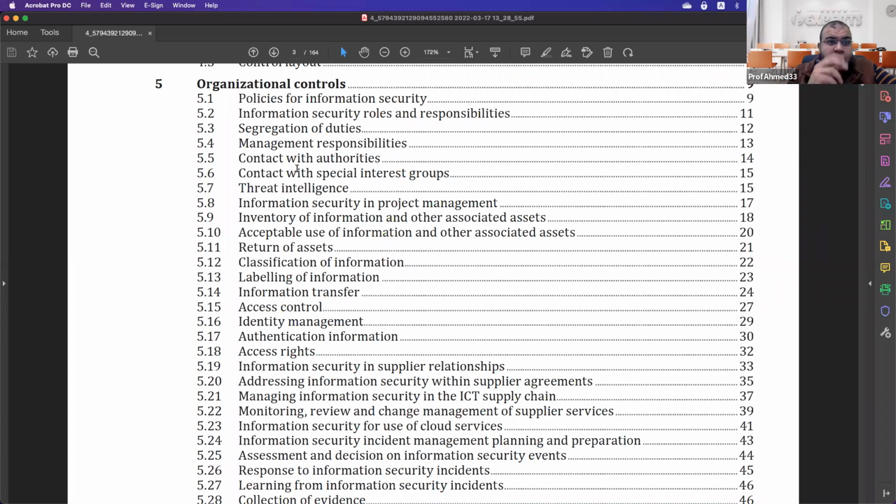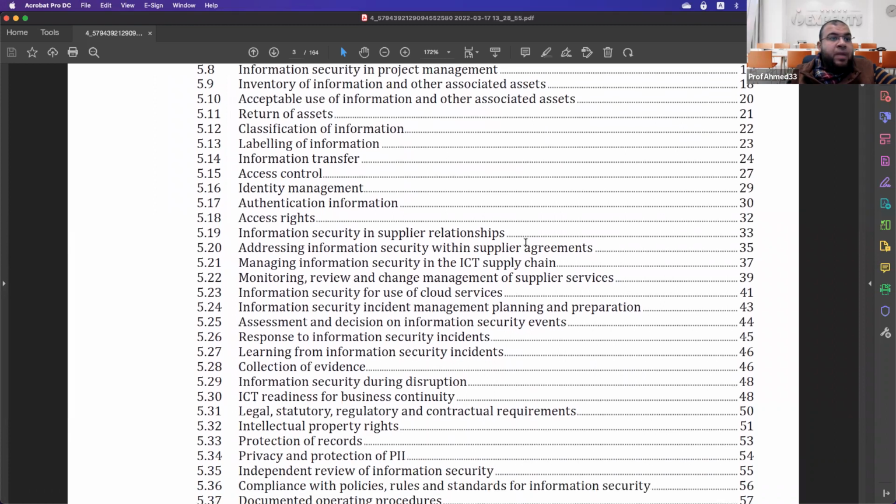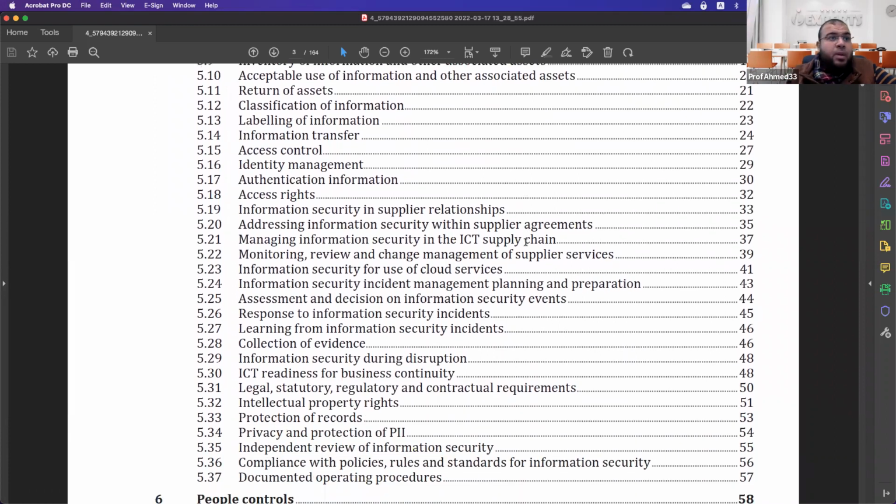Acceptable use of information and other associated assets. You can see here it is an operational control, how to manage the data. What are the controls that help me to manage the ISMS? Return of assets, classification of information, labeling, information transfer, access controls, identity management, authentication information, access rights, information security in supplier relationships, addressing information security within supplier agreements, managing information security in the ICT supply chain if you have something industrial and so on. Monitoring, reviewing, change management for supplier services. You can hear supplier, third parties.